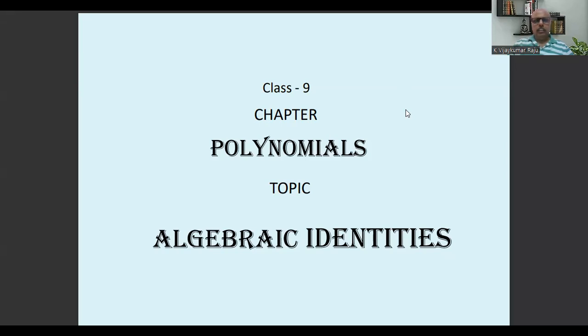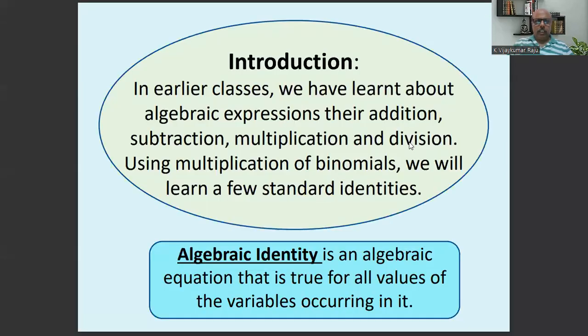Now, let us take a few identities which I have already studied. First, in earlier classes, you have learnt about algebraic expressions, that is, addition, subtraction, multiplication, and division. So, using multiplication of binomials, we will learn a few standard identities. Now, let us know what an algebraic identity is.